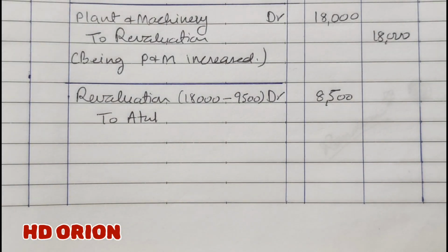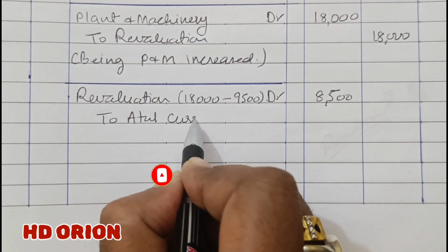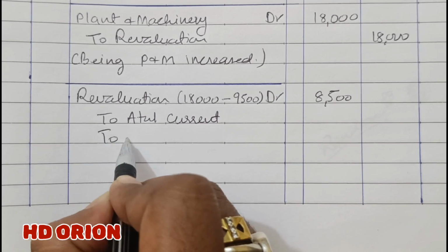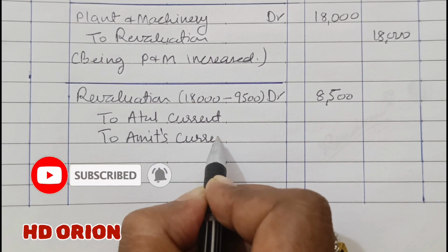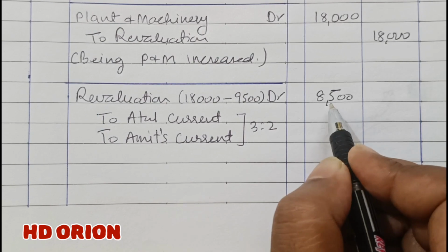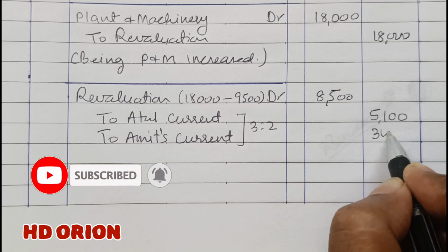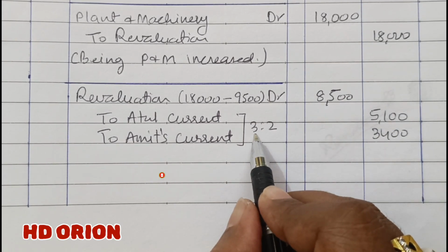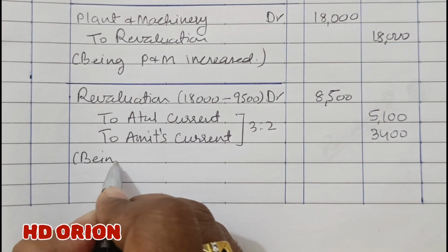Now, because the question says that there is current account in the balance sheet, it means capital accounts are fixed. For that reason, we will transfer this profit to current account. In their profit sharing ratio, that is 3:2. So break this, and the amount is 5,100 and 3,400. 1,700 multiplied by 3 and 1,700 multiplied by 2, being profit on revaluation.